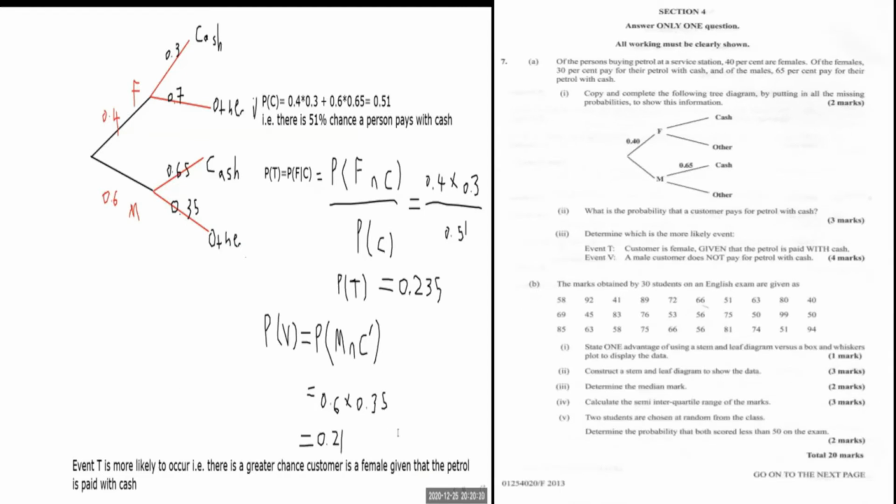Nice and easy. Soft. Now we move on to part B of this question. Part B gives us some marks, right? And it says, state one advantage of using stem and leaf versus a box and whisker to plot the display of the data. So we want to state one advantage of stem and leaf over the box plot.